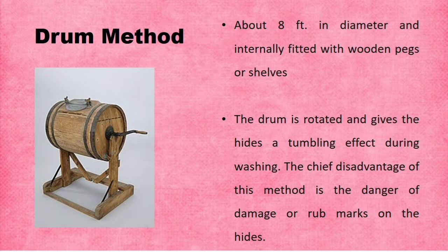About 8 feet in diameter and internally fitted with wooden pegs or shelves. The drum is rotated and gives the hides a tumbling effect during washing. The chief disadvantage of this method is the danger of damage or rub marks on the hides.